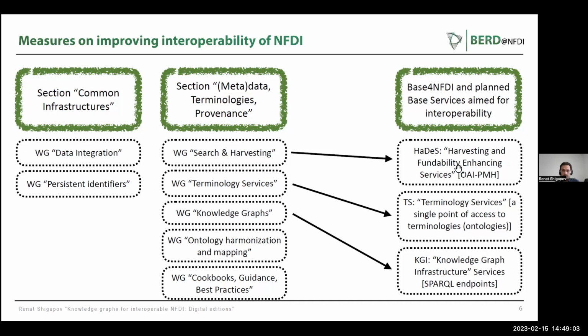First is harvesting and findability enhancing services, which will ensure that every data repository in NFDI has an OAI-PMH interface. Second is terminology services. So it's a kind of single point of access to terminologies or ontologies in every consortium. And also knowledge graph infrastructure as a service, which will ensure that every researcher, institution, and consortium can easily create knowledge graphs and provide SPARQL endpoints.